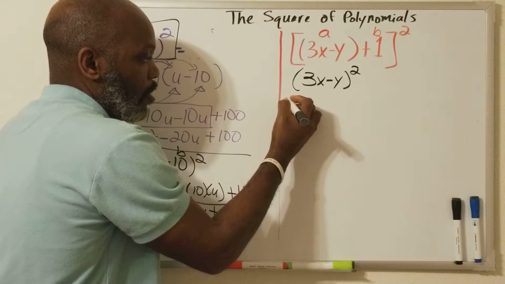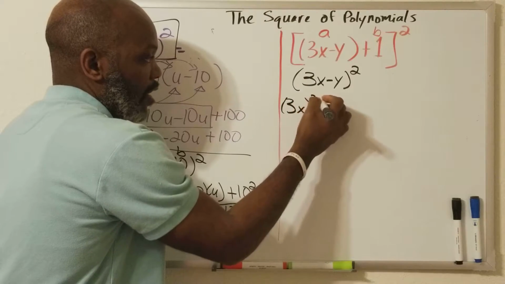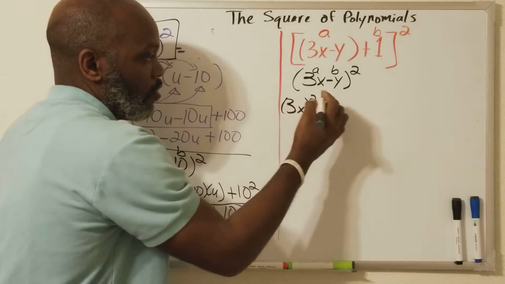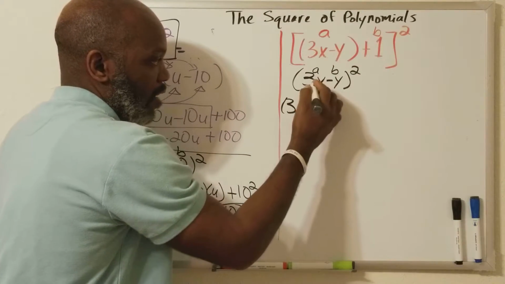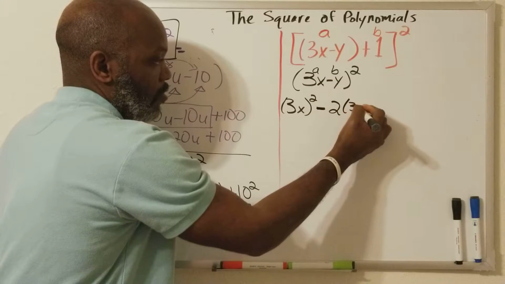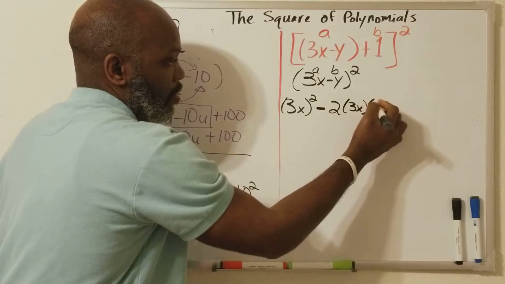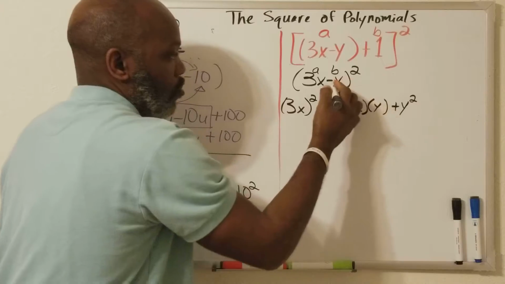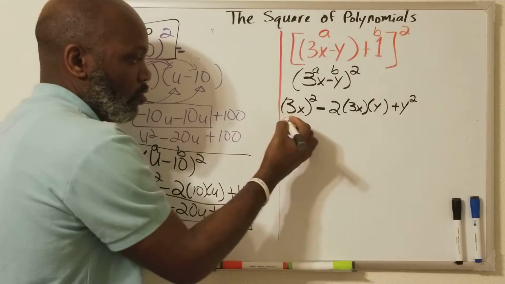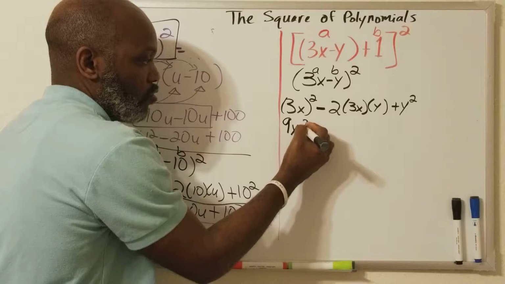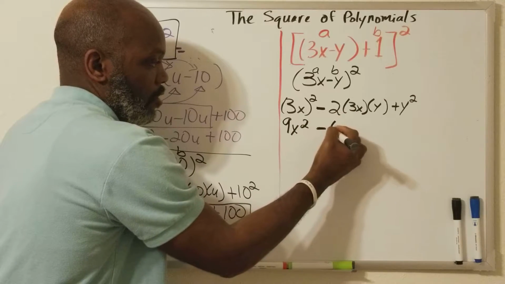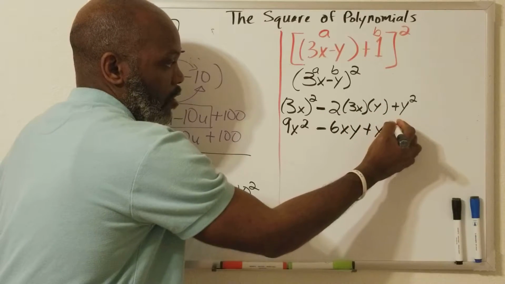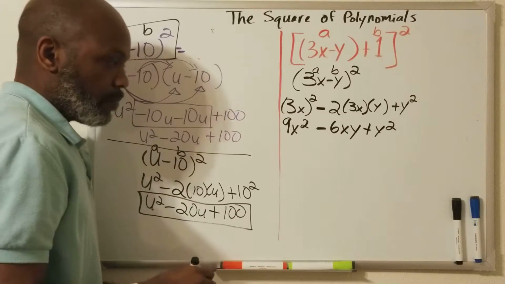What do we have? We have 3x squared, right? And we're going to solve this just like an A and B as well. And so we're going to subtract 2, because we're going to do 2 of those, 3x times y. And then we're going to add the last term that's squared. We're going to square the last term. So we solve 9x squared minus 6x, right, times y, and plus y squared. So that's the very first part.